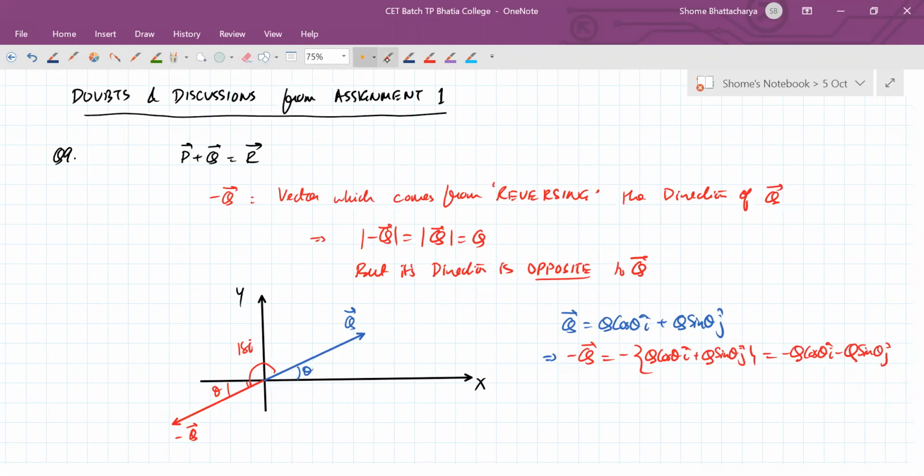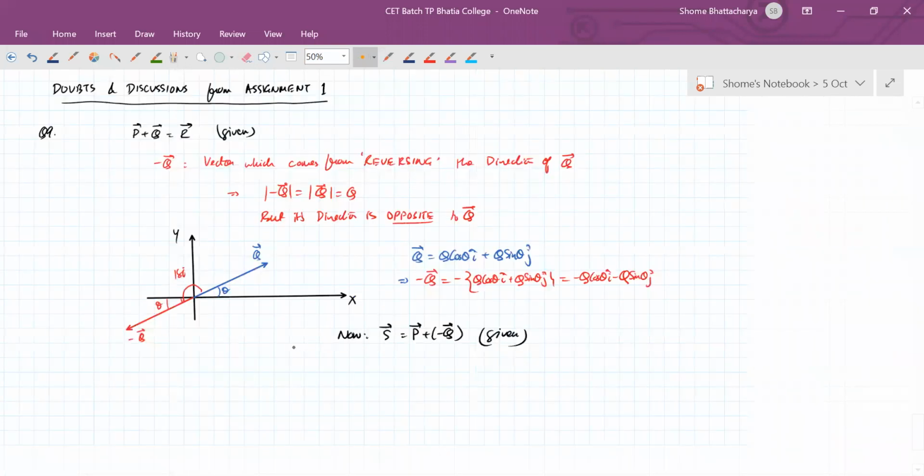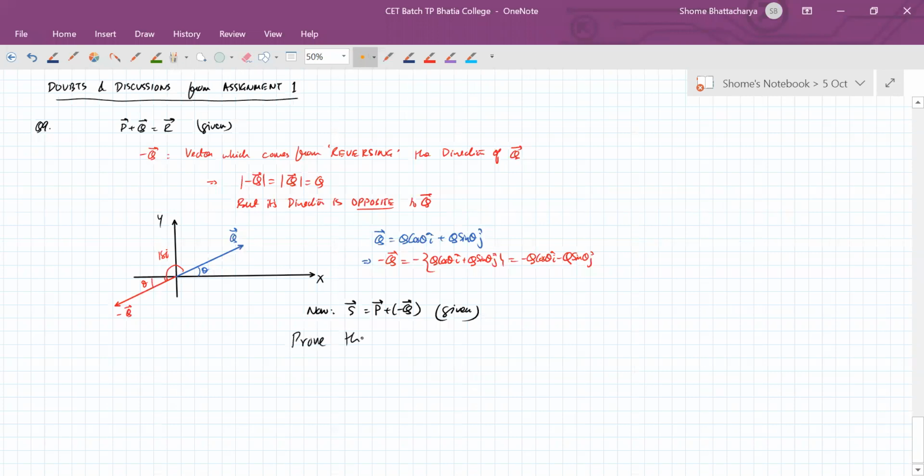Now what we have to do is that additionally it is given to us that s is the vector that we get when we add the vector p with the vector minus q, okay. So this is given, oh sorry, s is the vector, my mistake, r is already that one, this is the vector s. And from these two statements we have to prove that if you take the magnitude of r and square it and take the magnitude of s and square it, it should come out to be 2 times p square plus q square.